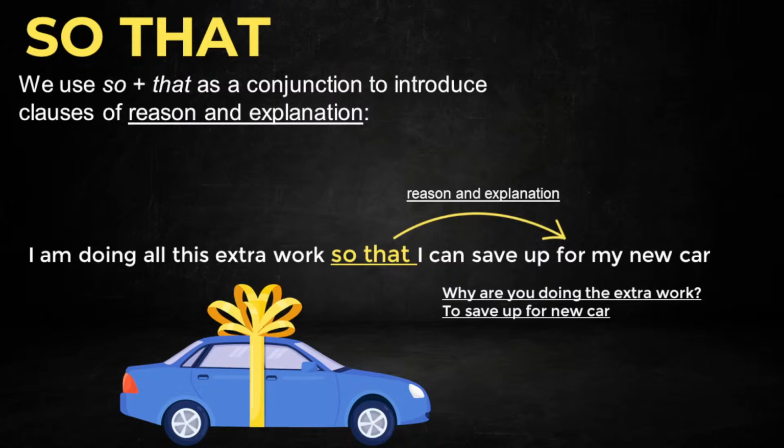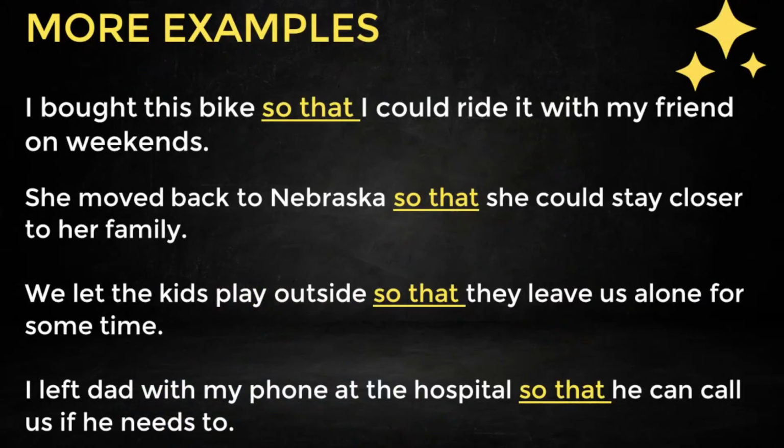So why are you doing the extra work? To save up for a new car, okay? I want my new car. That's why I'm saving, okay? Oh, I want to buy a new car. That's why I'm doing all this extra work. Different way, okay? Awesome. Got it? Let's take a look at more examples.